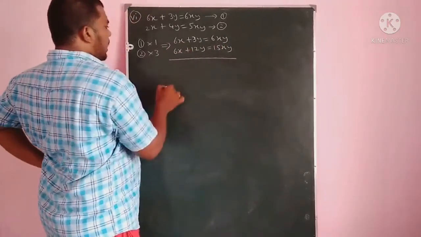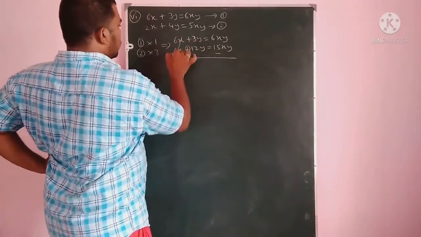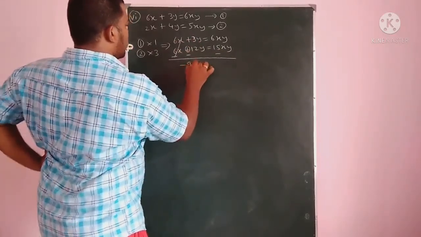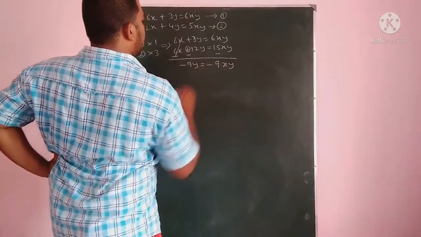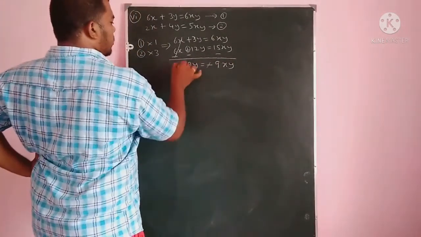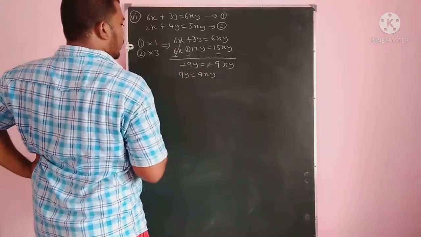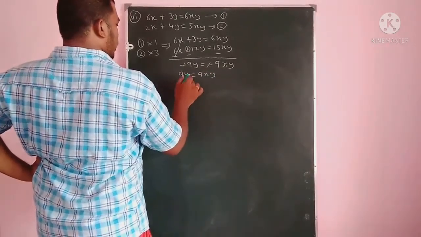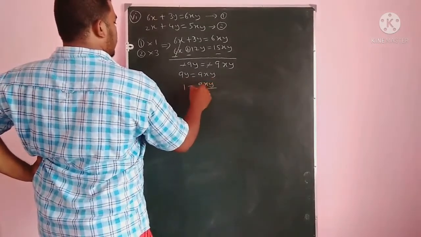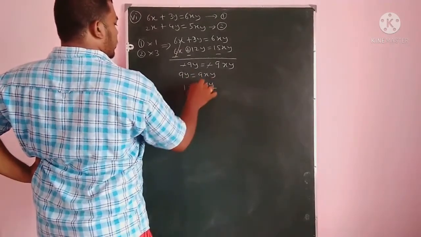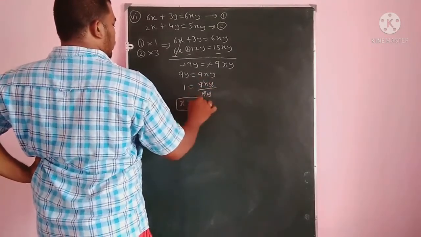Since both have the same symbols, you need to change the symbols. That means subtraction. So this is minus 9y is equal to minus 9xy. So minus minus cancels, 9y is equal to 9xy. So you can write this one as 1 is equal to 9xy by 9y. So finally x is equal to 1.